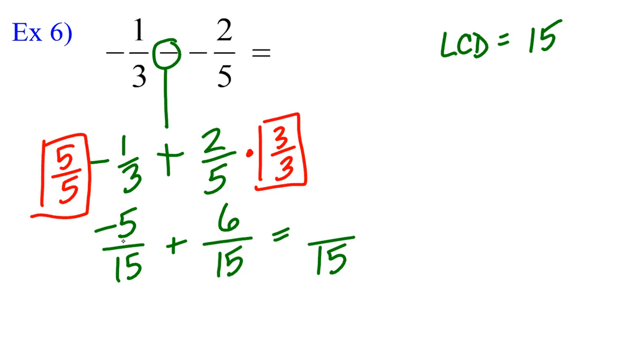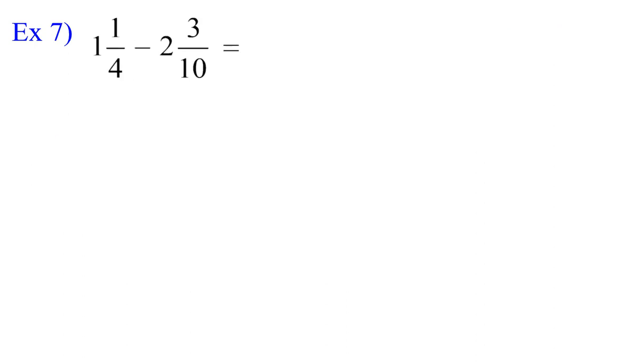Using the common denominator of 15, I have a numerator of negative 5 plus 6. Hopefully everybody can see that. Here's negative 5 plus 6. And we see that we have more positives than we have negatives, so our answer would be 1. So then we'd have 1/15. I have one more to show you.